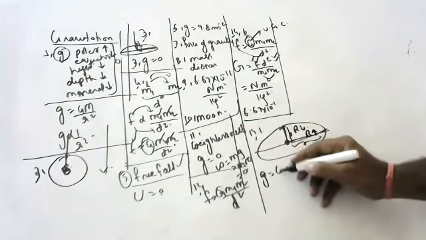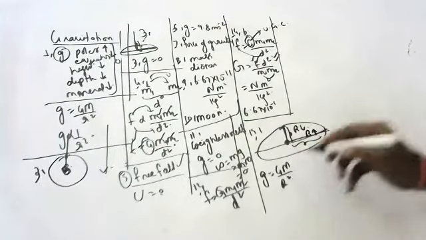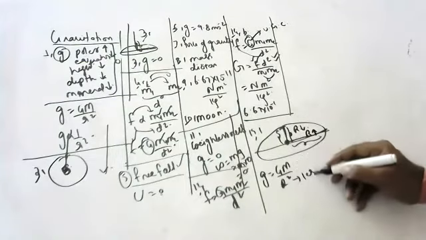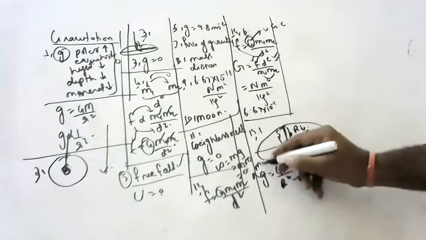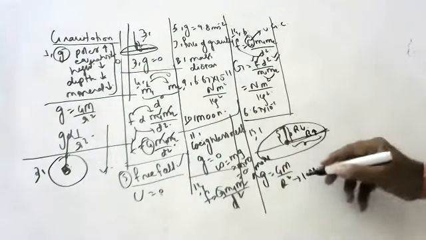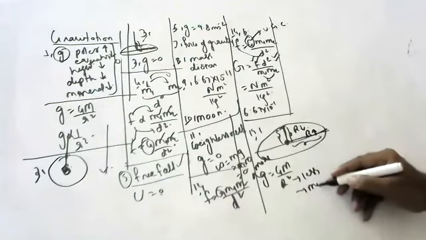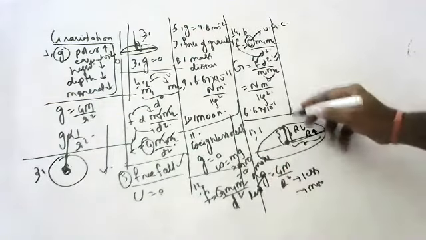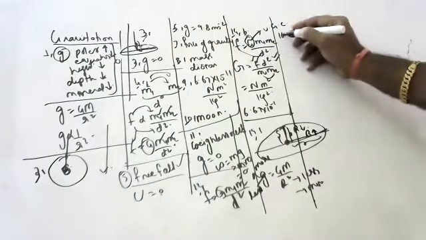We know g is equal to GM by R square. If radius is less, g will increase, g will be more. If radius is more, g will decrease, g will be less. Like that, children. Try to understand, children.